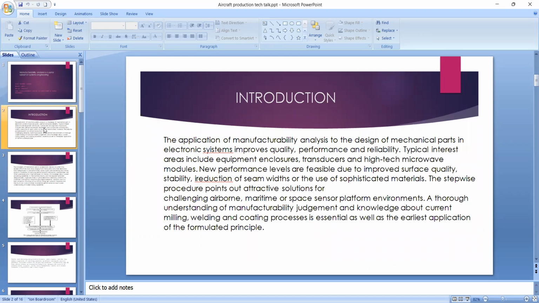New performance levels are feasible due to improved surface quality, stability, reduction of seam widths, or the use of sophisticated materials. The stepwise procedure points out attractive solutions for challenging airborne, maritime, or space sensor platforms. Hence, a true understanding of manufacturability, judgment, and knowledge about current molding, welding, and coating processes is essential, as well as the earliest application of the formulated principles.